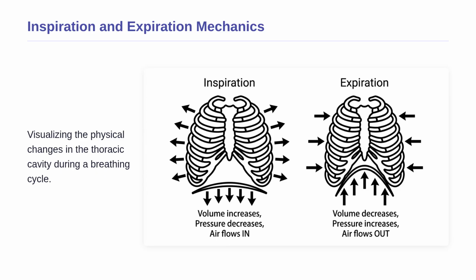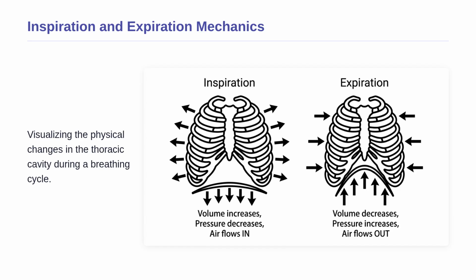Now that we have proven the mathematics, let us visualize these mechanics in action. On the screen, you are looking at a side-by-side comparison of the human chest during a breathing cycle. On the left, we have inspiration. Notice the arrows pointing outward from the ribcage, showing expansion, while the diaphragm at the bottom flattens and moves downward. As the labels indicate, this increases the volume and decreases the pressure, pulling air in.